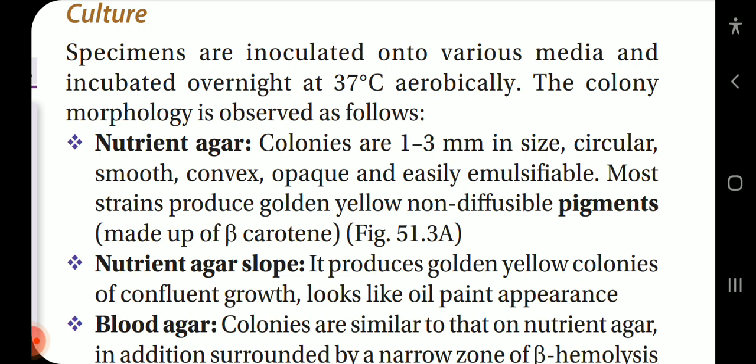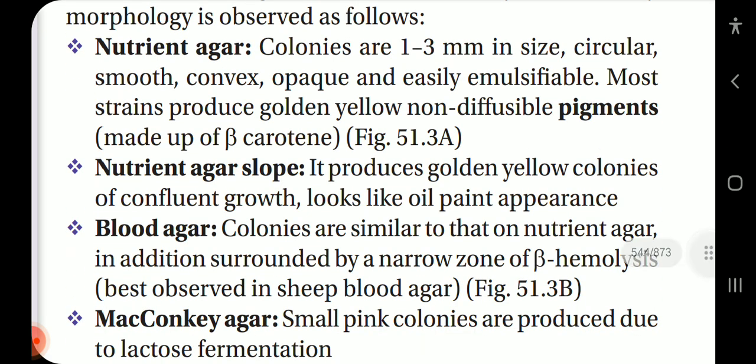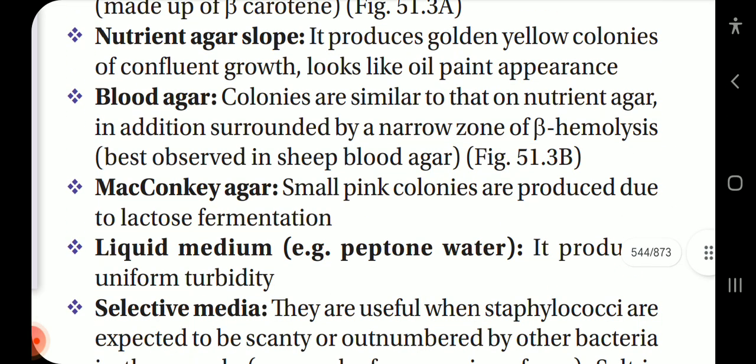The colony morphology is observed as follows. Nutrient agar: colonies are 1 to 3 mm in size, circular, smooth, convex, opaque and easily emulsifiable. Most strains produce golden yellow non-diffusible pigments made up of beta carotene. Nutrient agar slope: it produces golden yellow colonies of confluent growth, looks like an oil paint appearance.